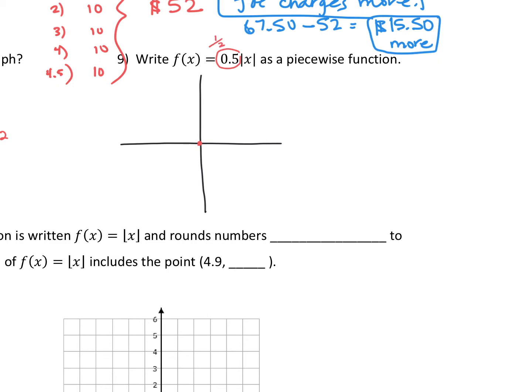So if we go up 1 to the right 2, up 1 to the right 2, we're going to get the right side of this V. And then we would do the same thing on the left side, up 1 to the left 2, up 1 to the left 2, and we'll get the left side of our V. All right, so this is an absolute value function, but it's also two lines put together at the vertex.